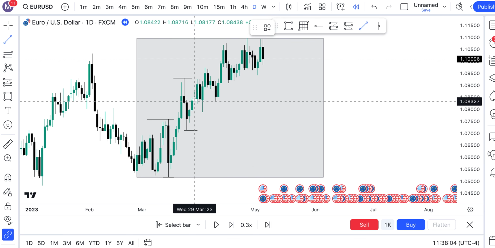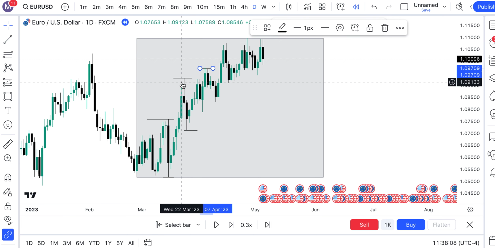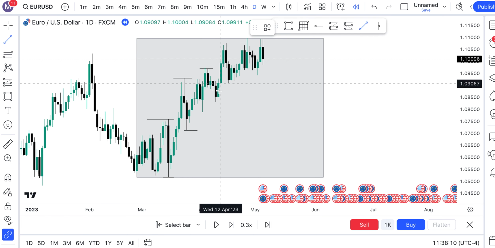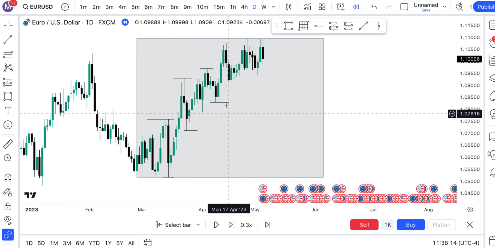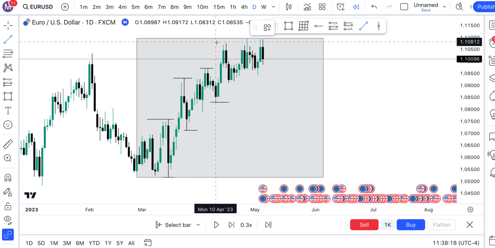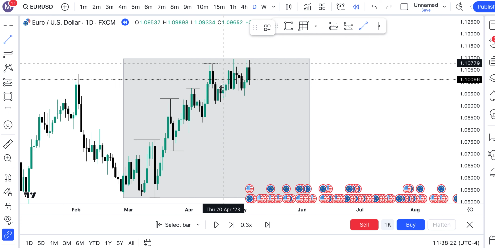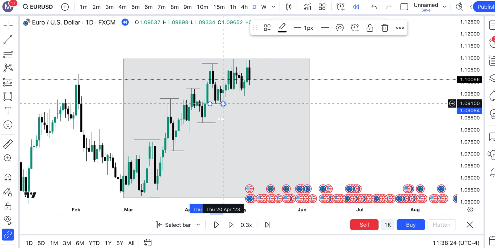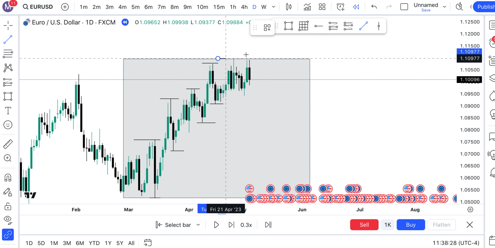And then we come up, where's our high? Here we are, higher than the old high. Yep. And then come down and we make our low. This low is higher than the previous low. We come up, we come up, we come up, high. We retrace a little bit and we print a low. Then we come up again and make our new high.